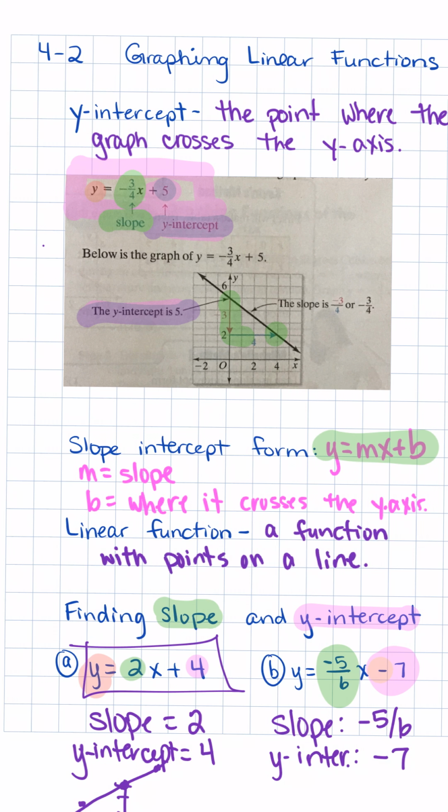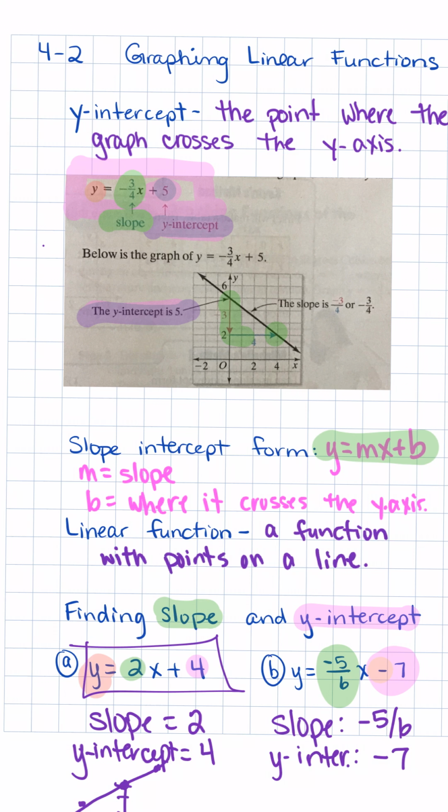So some key concepts to keep in mind. The slope-intercept form of a line that intersects the y-axis at B is y equals mx plus b. The slope-intercept form of a line that intersects the y-axis at the origin, so the origin means 0, 0, is y equals mx. Okay?